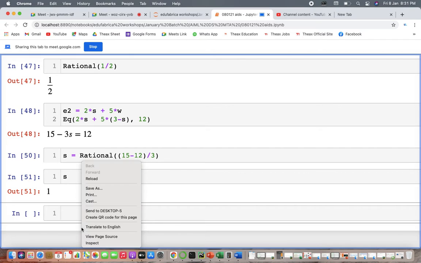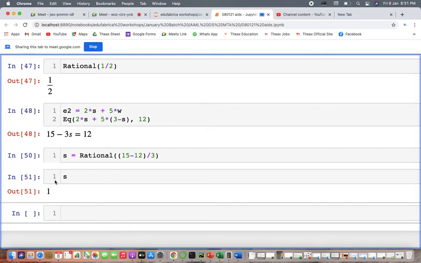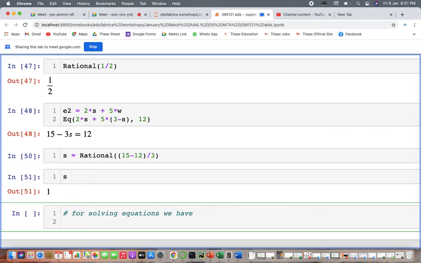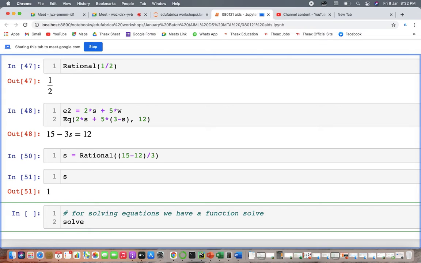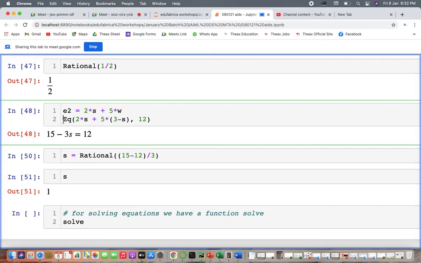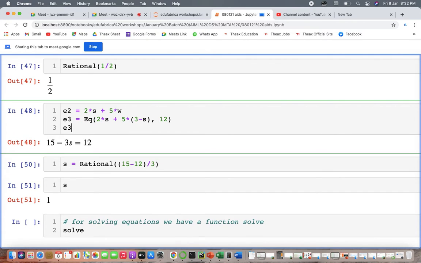So now, let me give you a good question. Just a minute. Okay, let's see this question. If you need to solve it, there is a function for solving equations. So we need to solve using a function. This is an equation, and I call this E3. And you can see E3 is now defined, so it is solved.